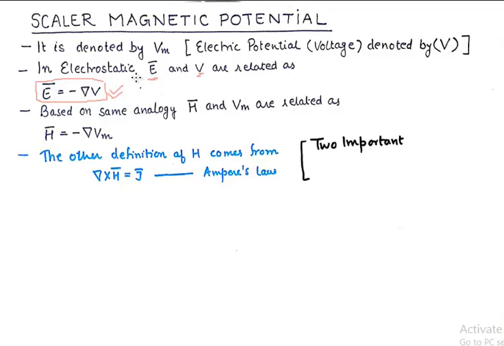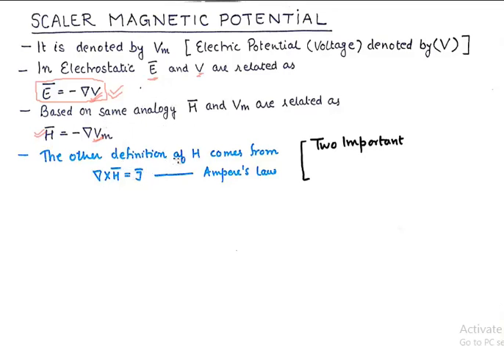Now based upon this equation and based upon this analogy, we can simply replace electric field intensity with magnetic field intensity and electric potential with magnetic potential here. So what we get is H vector to be equivalent to negative gradient of scalar magnetic potential.